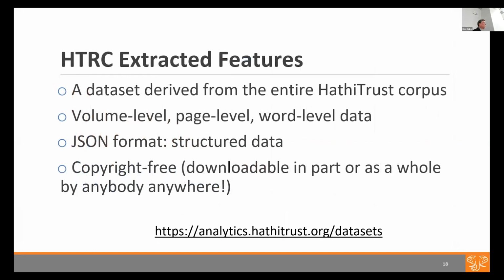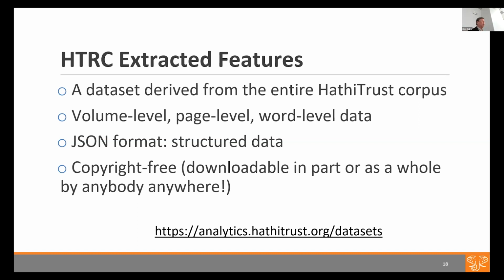One of our services is called the Extracted Features Data Set. And this is an example of us creating new data from our old data. It's a data set derived from the entire corpus, even the in-copyright works. But because we've taken out the copyright aspects, it's open. You can download this data right now. It's open to the world.